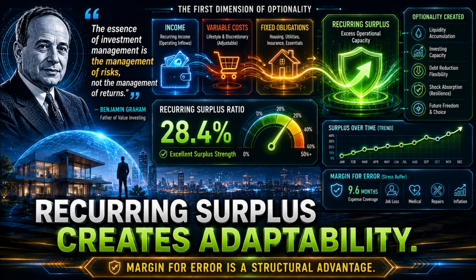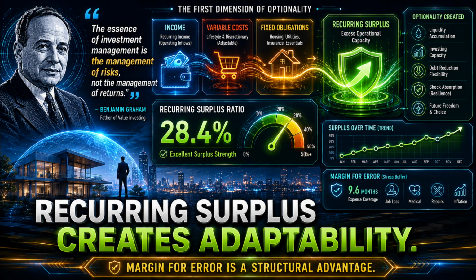In the previous episode, we introduced the adaptive financial benchmarking framework. And within that framework, we established 6 core dimensions of household optionality. In this video, we begin the first deep dive. And arguably, this may be the most foundational dimension in the entire system: recurring surplus strength.